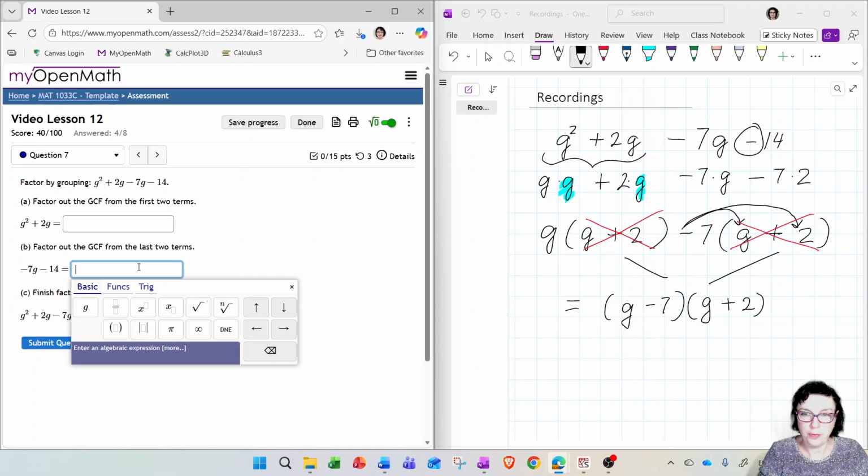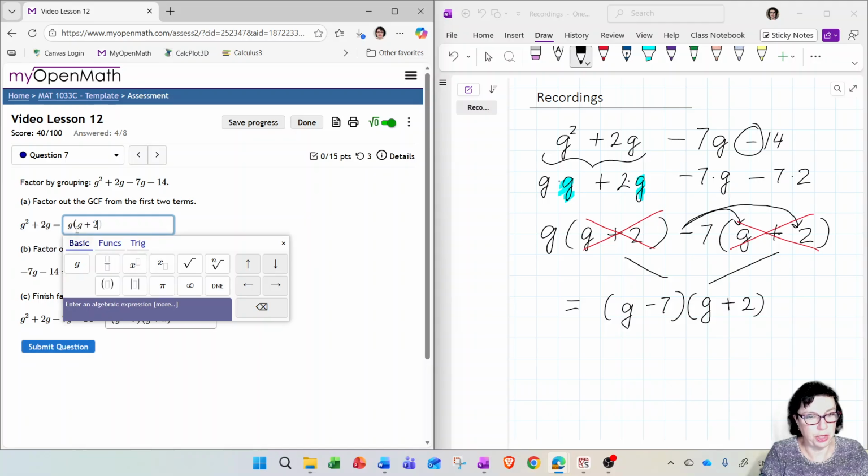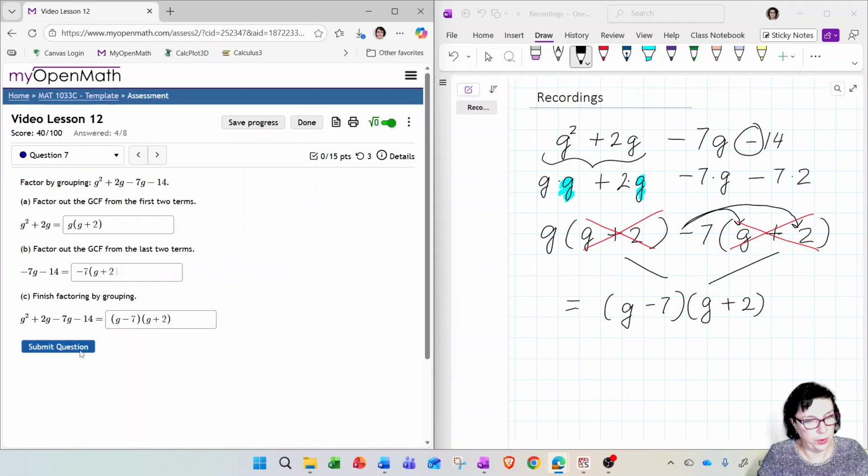Now, this one again, very important to pull out the negative 7 because the GCF is the leading term. Leading term means the term with the highest power of g. If it's negative, then the GCF is going to be negative. So that's where the tricky part is. Okay, so hopefully we got this one.